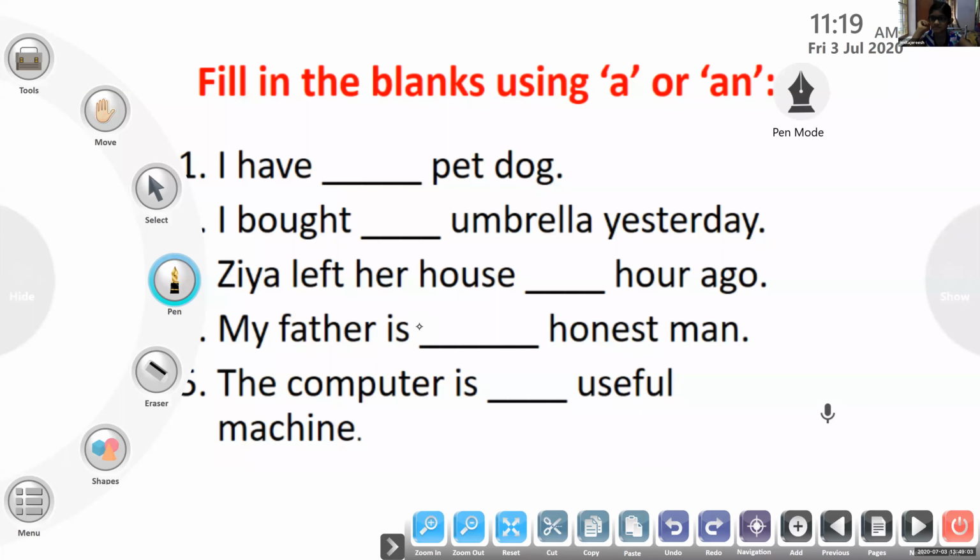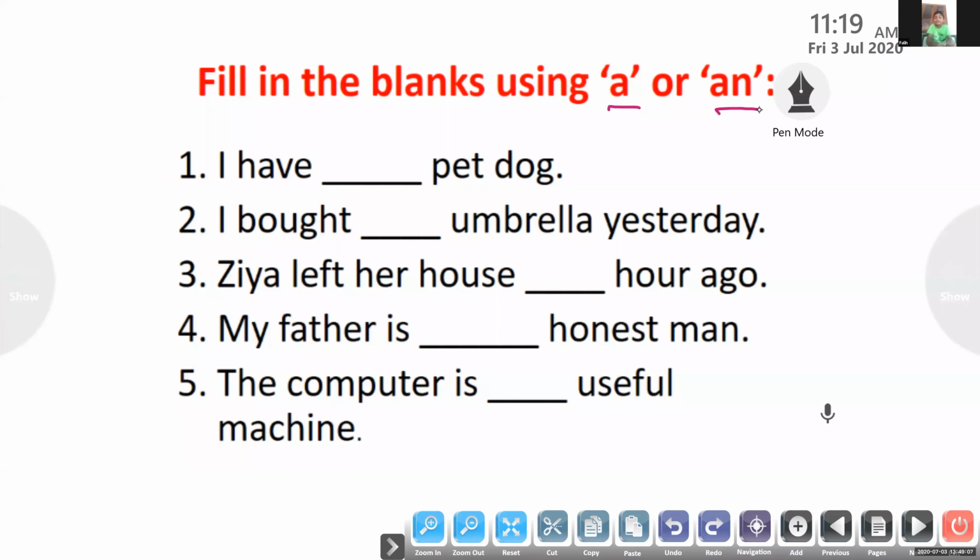So what we have to do is fill in the blanks using a or an. Dog, the first letter, it starts with what? Consonant. So what do we have to use before it? A. A, very good. A pet dog.